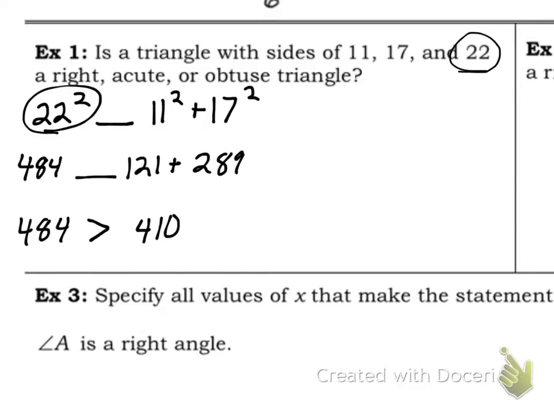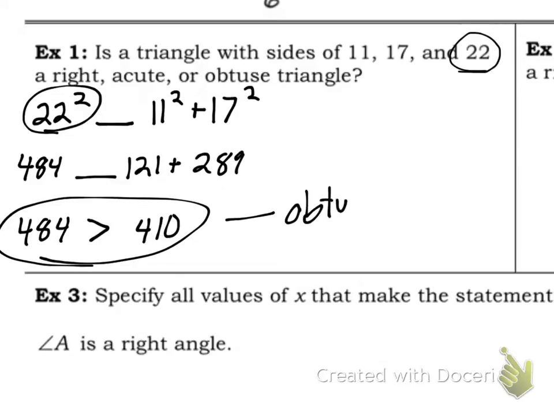Well, that's what I said. Just make sure you're careful about which side is your hypotenuse and which side is your legs. Your hypotenuse is going to be the big one. Is my hypotenuse big or is it too small? If it's too big, it's going to be obtuse. So that guy right there is obtuse.